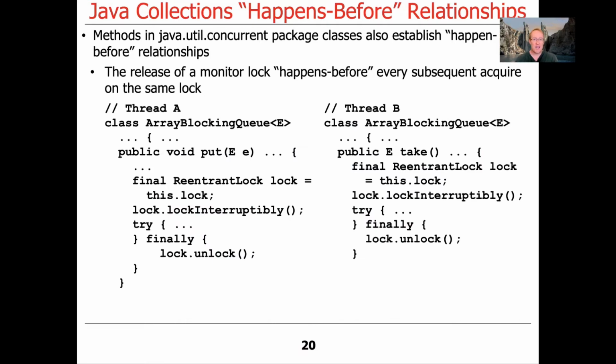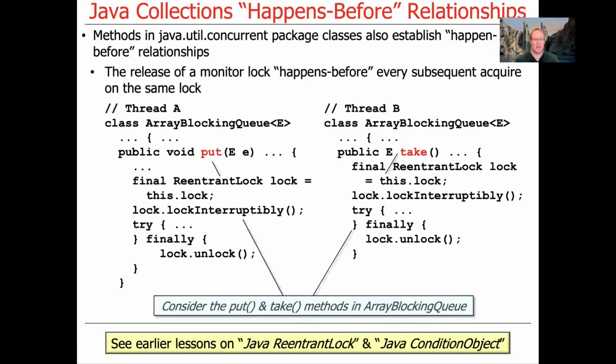Here's a very simple example to make this point even a bit more concrete and tangible. So we've got thread A and thread B, and they're basically calling methods on the array blocking queue. In this case, we have the put and take methods. And the put and take methods are ones we've already looked at in terms of their implementation in earlier lessons on the Java condition object and Java reentrant lock. So this should be very familiar to you at this point.